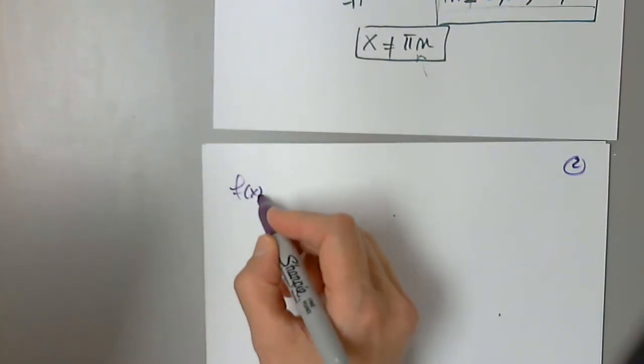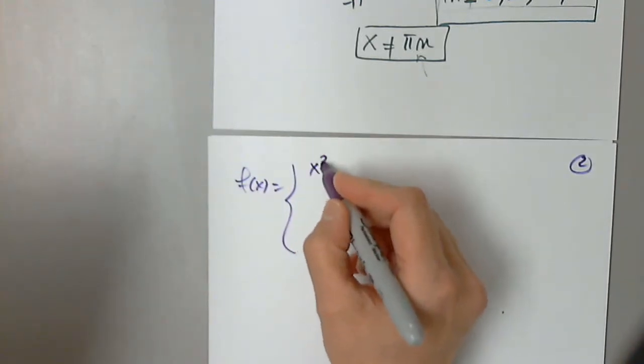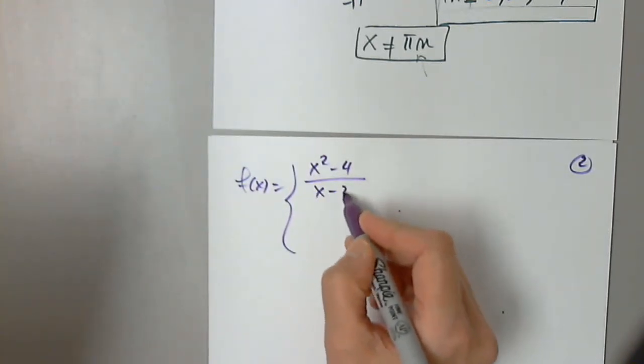Okay, so we have f of x. Didn't we do this problem last time? Maybe I'm wrong.